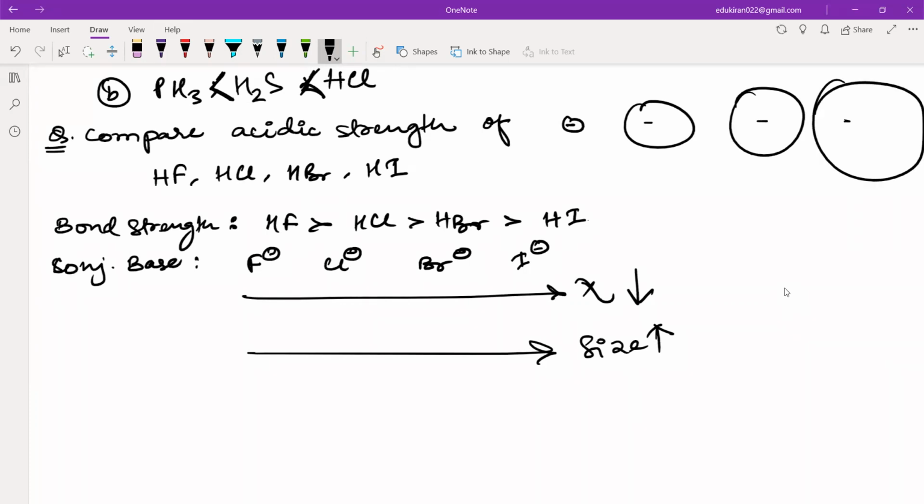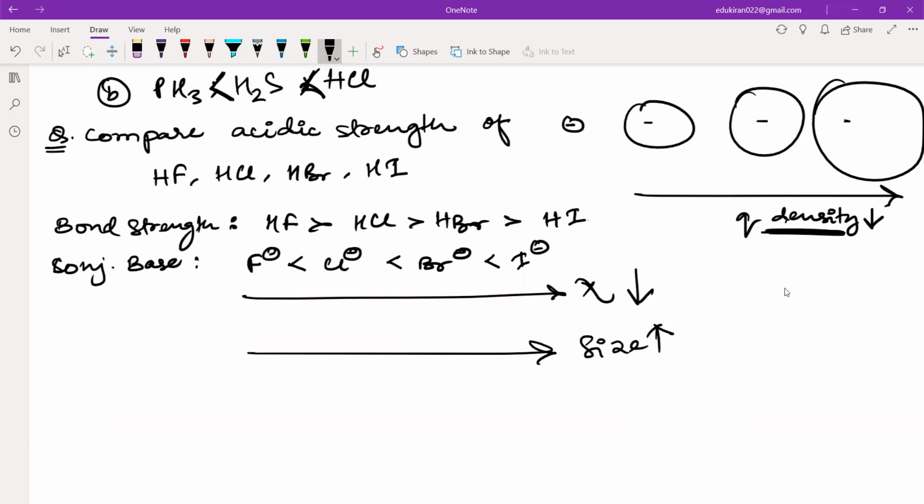That means the charge density, if I go from top to bottom, is decreasing. And if the charge density is decreasing, that means our ions are more stable, because we should have less charge density. The stability is inversely proportional to charge density. So if charge density is decreasing, stability will be increasing, right? So I negative will be most stable, then Br negative, then Cl negative, and F negative.